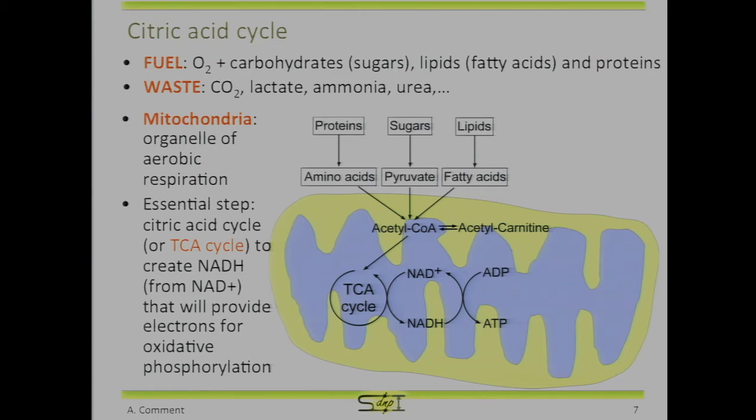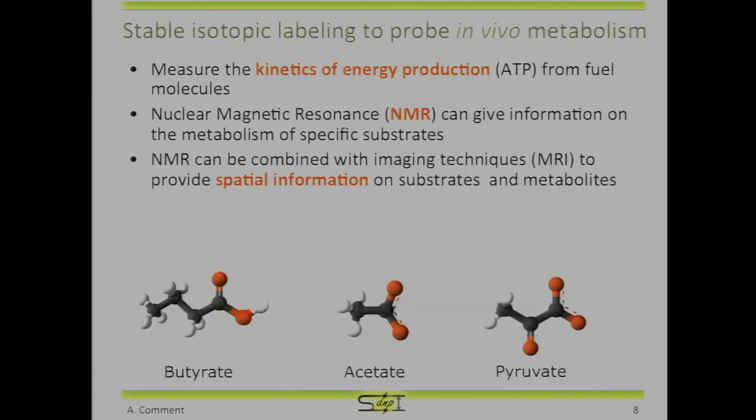In the meantime, the acetyl-CoA can also go into another molecule called acetylcarnitine, in the muscle and in the heart in particular. You can store it in this form. So that's the basics of energy metabolism.